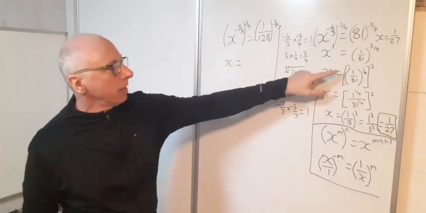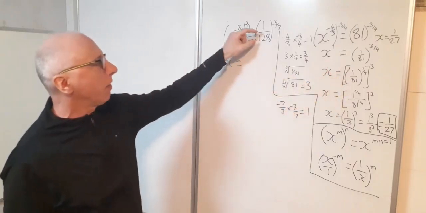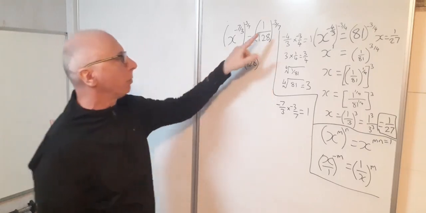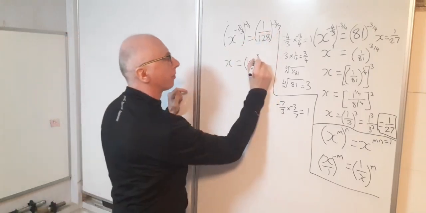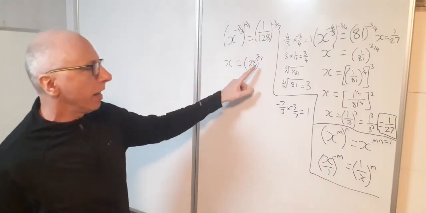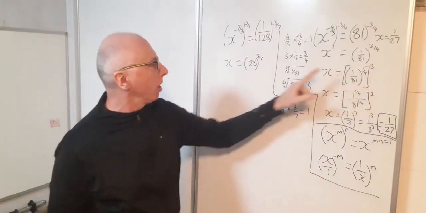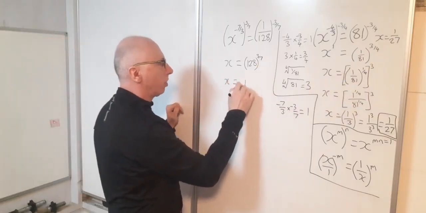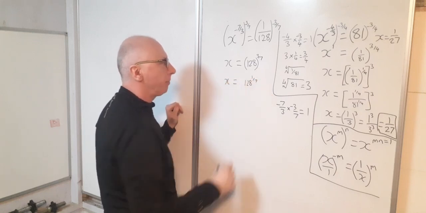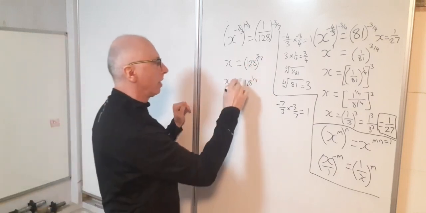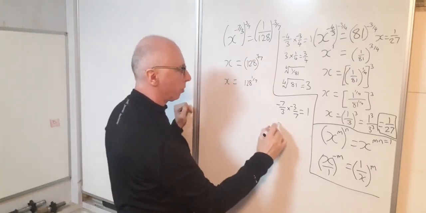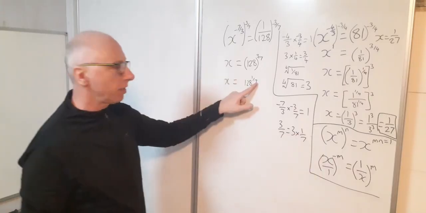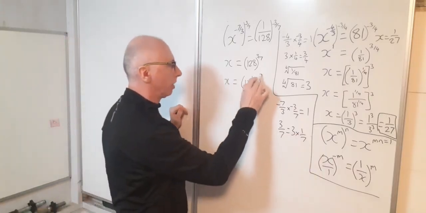This one, as I did here, I can just flip it. If I flip that, I end up with 128, and that would become to the power of 3 over 7. Then like we did here, break that fraction apart, as it's a fractional indice. So then I get x equals 128 to the power of 1 over 7. And then multiply that by 3, because we've got 3 over 7 equals 3 times 1 over 7. So that's the 7th root, and now raise that to the power of 3.